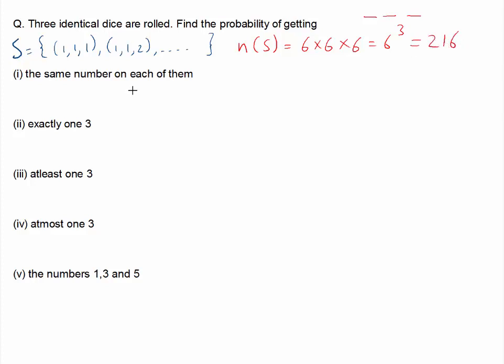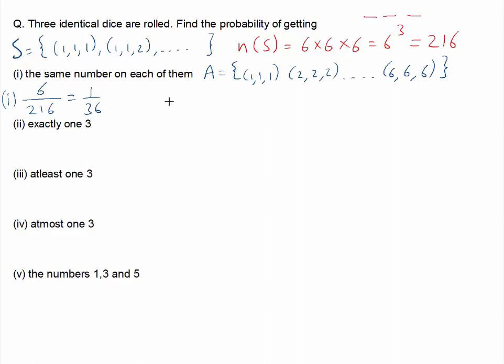Now let's start with the first part. Find the probability of getting the same number on each of them. Let's call this event A. We want the same number on all 3 dice. So that would be 1, 1, 1, or 2, 2, 2, and so on. The last would be 6, 6, 6. So the answer would be 6 divided by 216, which equals 1 by 36. So the probability of getting the same number on each of them is 1 by 36.